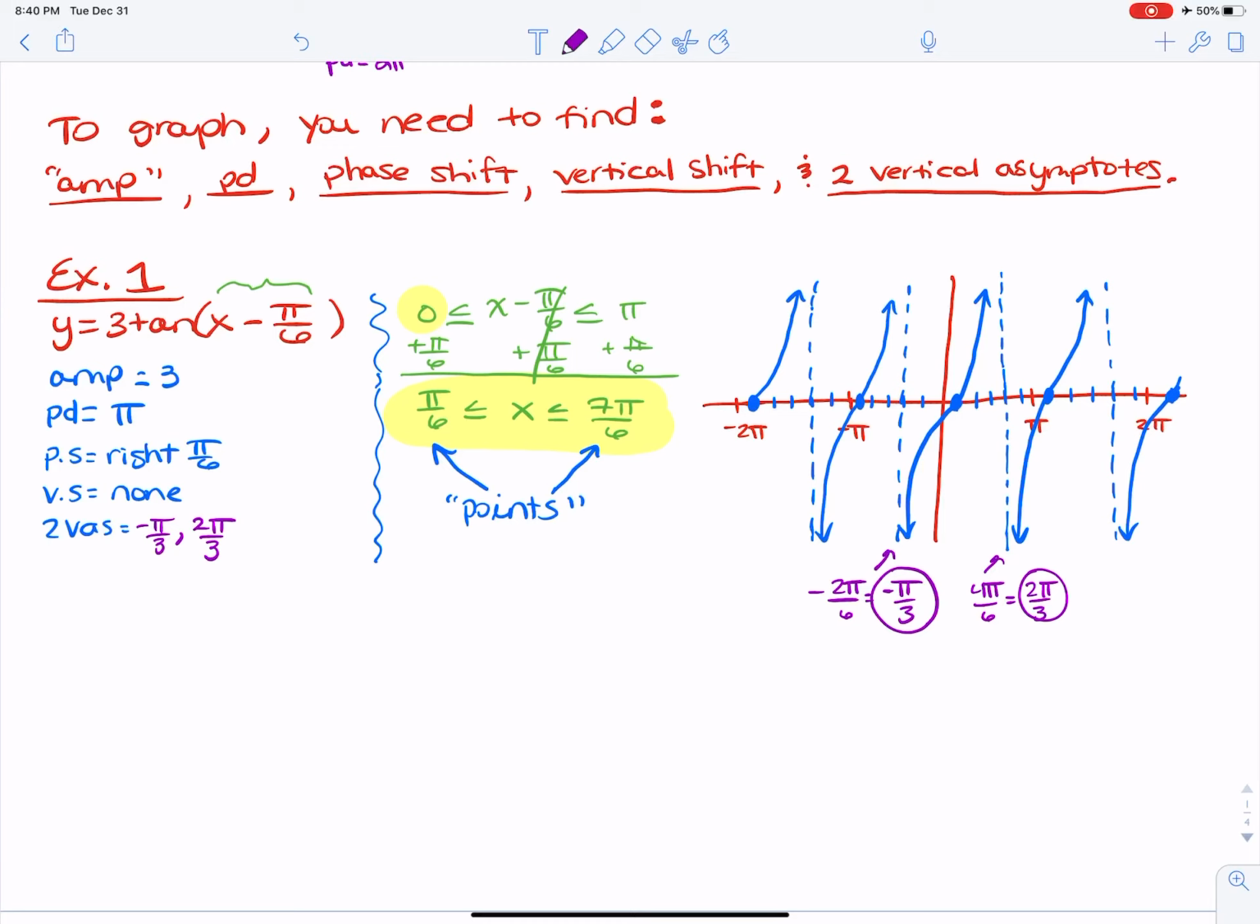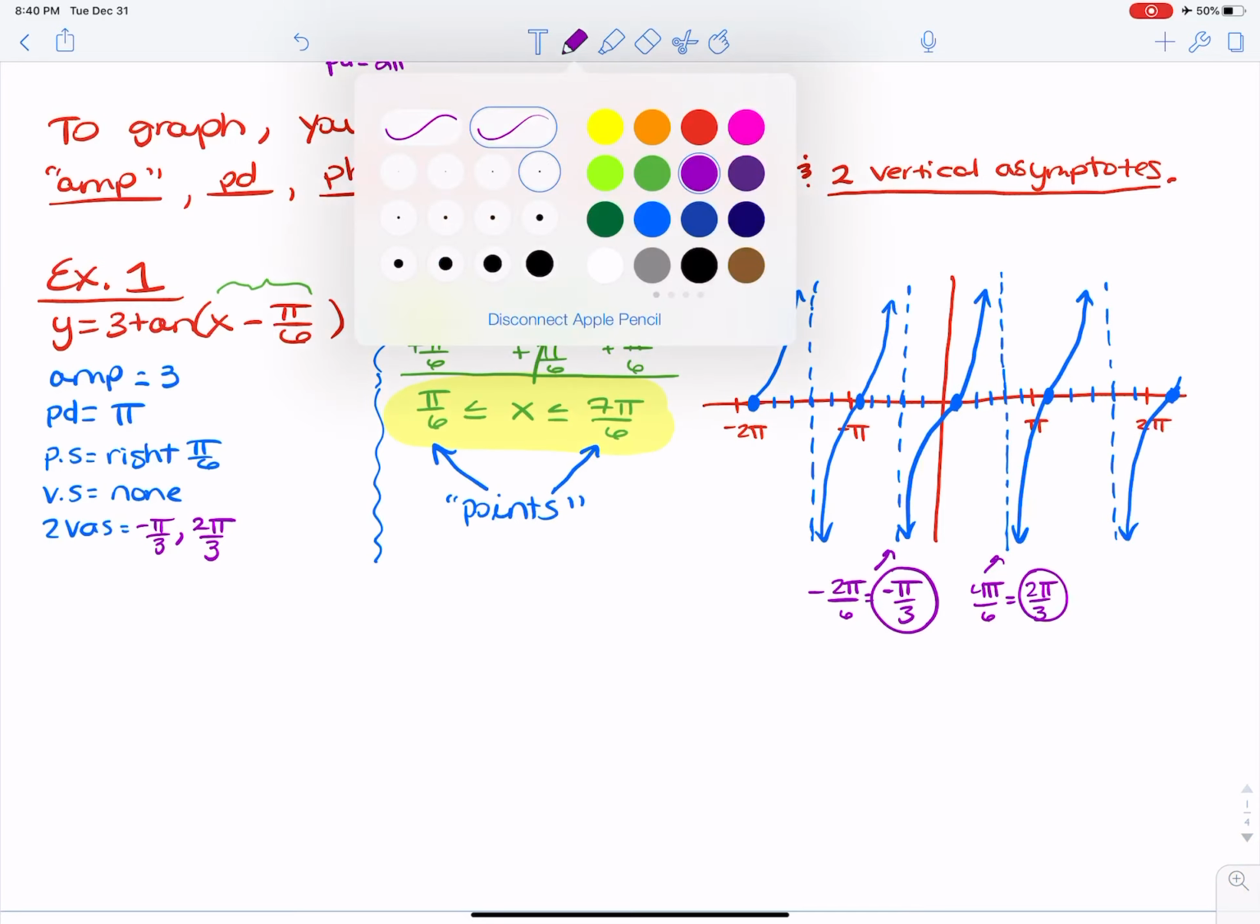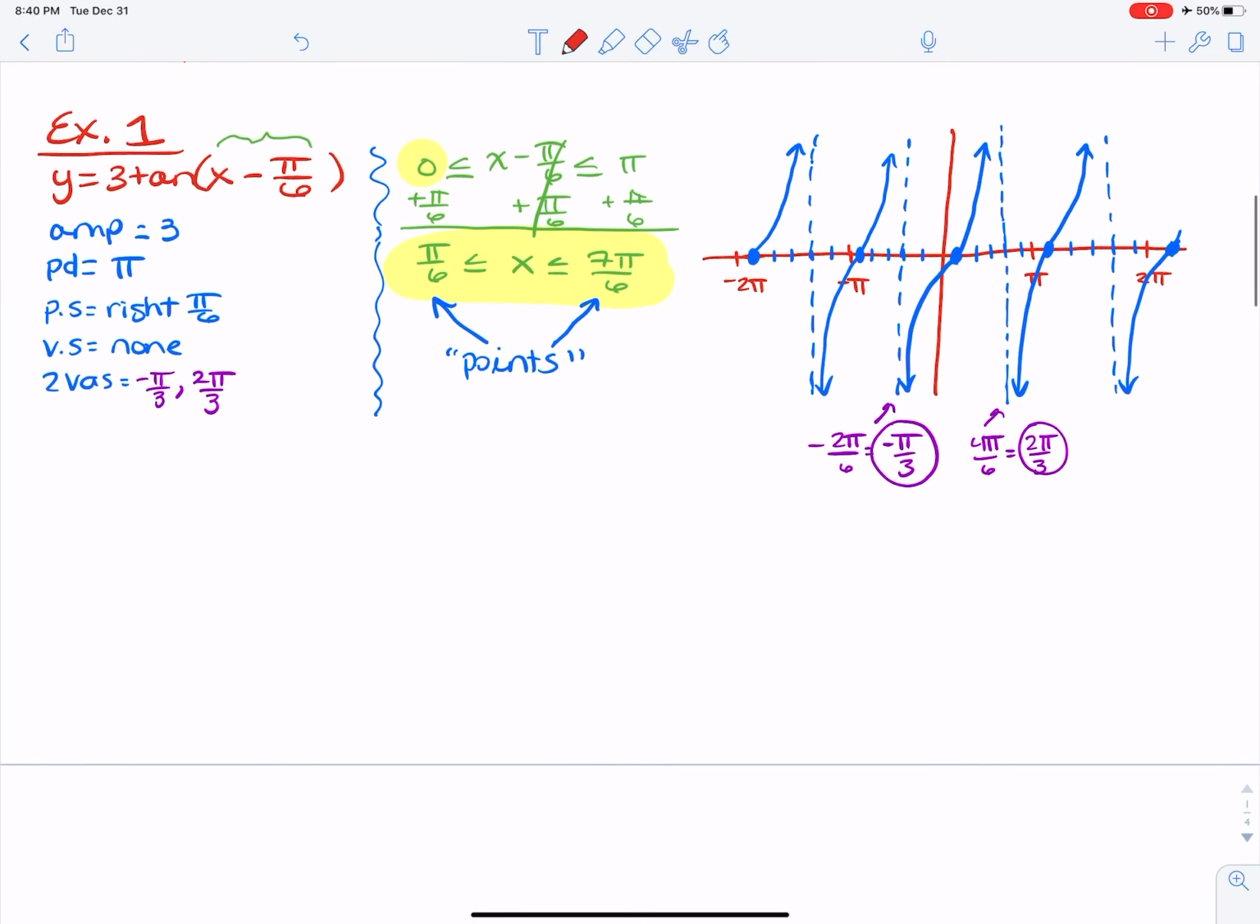Could you have done 2 other asymptotes? Absolutely, but those are the 2 I picked, so that's it. We're good to go. Let's do the next example. Example number 2. All right. Y equals cotangent of theta plus pi over 3, plus 1. Let's find all those things again: amplitude, period, phase shift, vertical shift, and the 2 VAs.